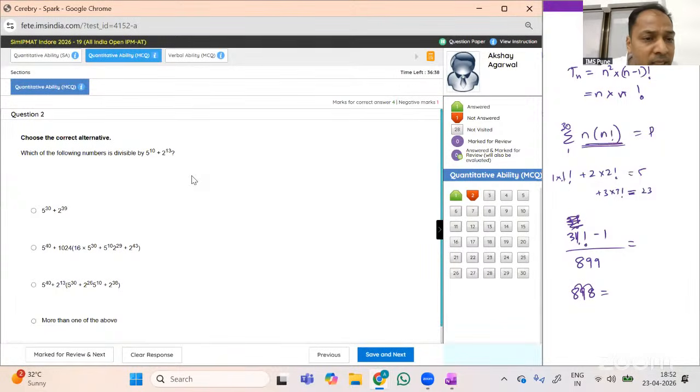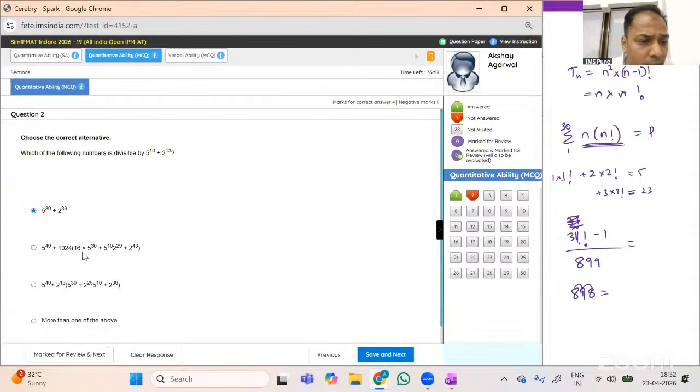Which of the following numbers is divisible by 5 raised to the power 10 plus 2 raised to the power 13? So option A is definitely it's a cube plus b cube. It's divisible by a plus b. So option A is definitely correct. Now I just need to check if there's any other option which is also divisible.